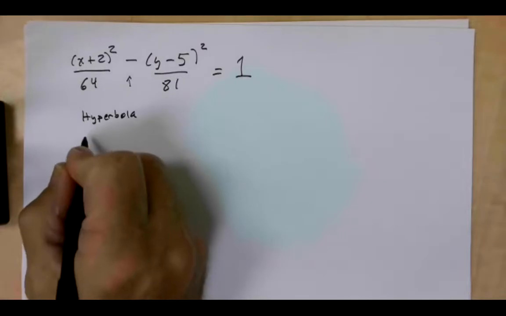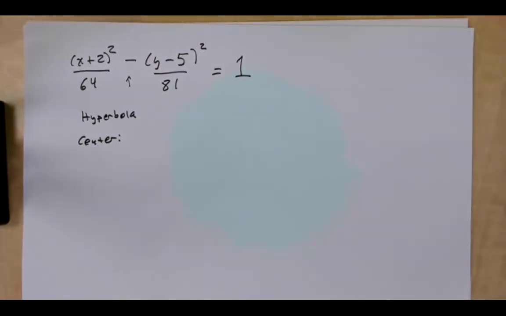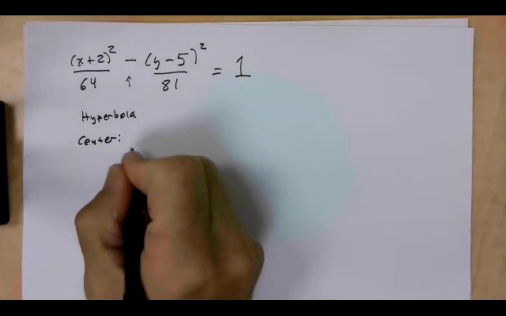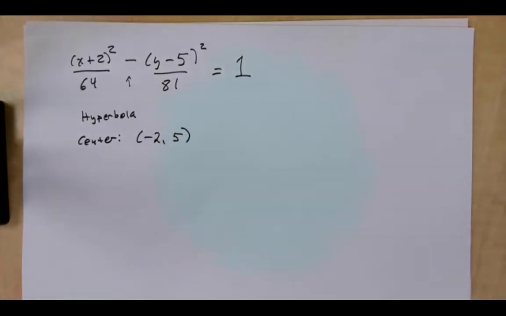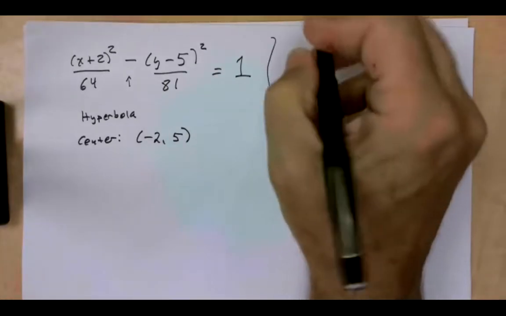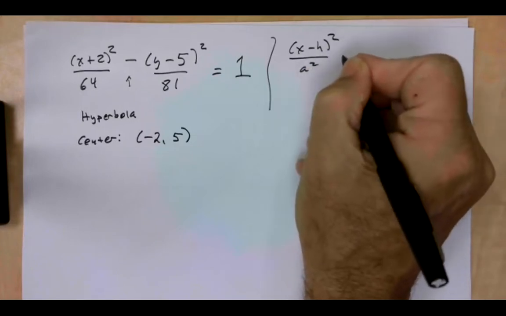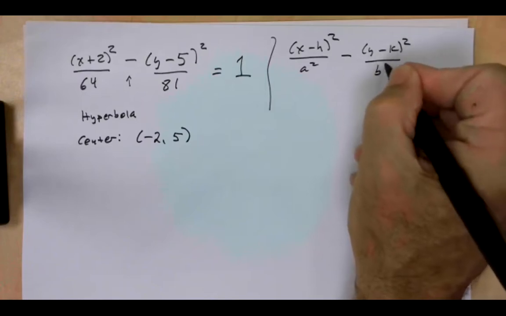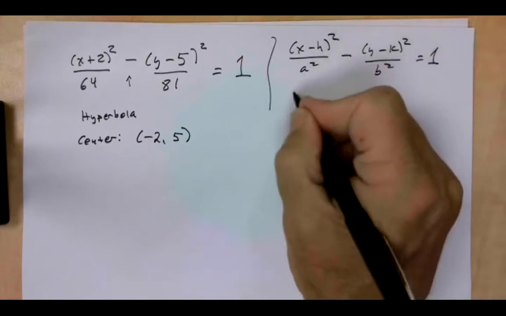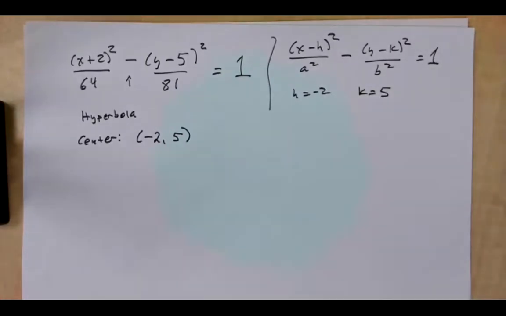So again, our next question is, what is the center of this graph in terms of looking at the form? And the center is -2, 5. Why is that? Remember our general form for a hyperbola: (x minus h) squared over a squared minus (y minus k) squared over b squared is 1. In this case, h is -2 and k is 5.